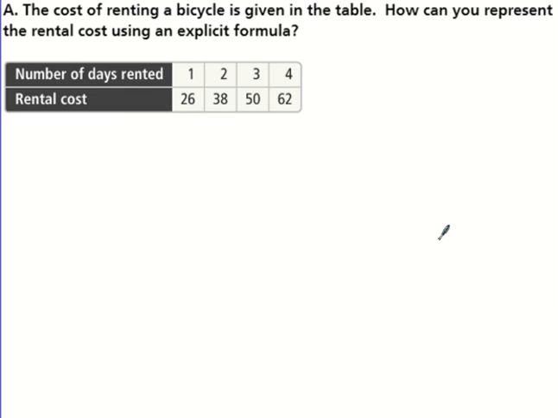All right, so the cost of renting a bicycle is given in the table. How can you represent the rental cost using an explicit formula? So remember, that's the one we just did: a_n equals a_1 plus (n minus 1) times my common difference. So these are my terms right here. This is first term, second term, third term, fourth term, right here. So why don't you see if you can find the common difference?